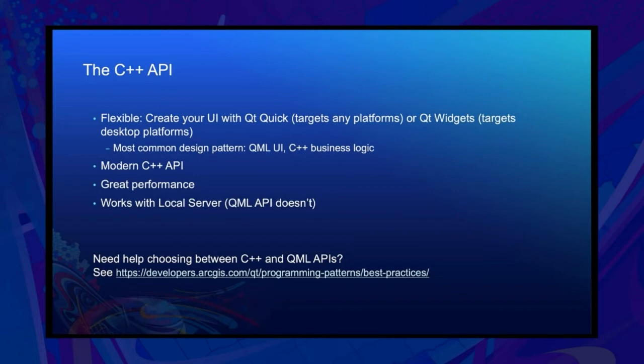It's a modern C++ API, so using things like smart pointers, the auto keyword, lambdas, all of those good new language features are supported with our API. You get really great performance with C++, and you also get access to the local server SDK. Local server is a separate installation. This gives you the ability to run local geoprocessing packages from ArcGIS Pro, so it really extends the power of desktop and brings it to your clients via the local server.